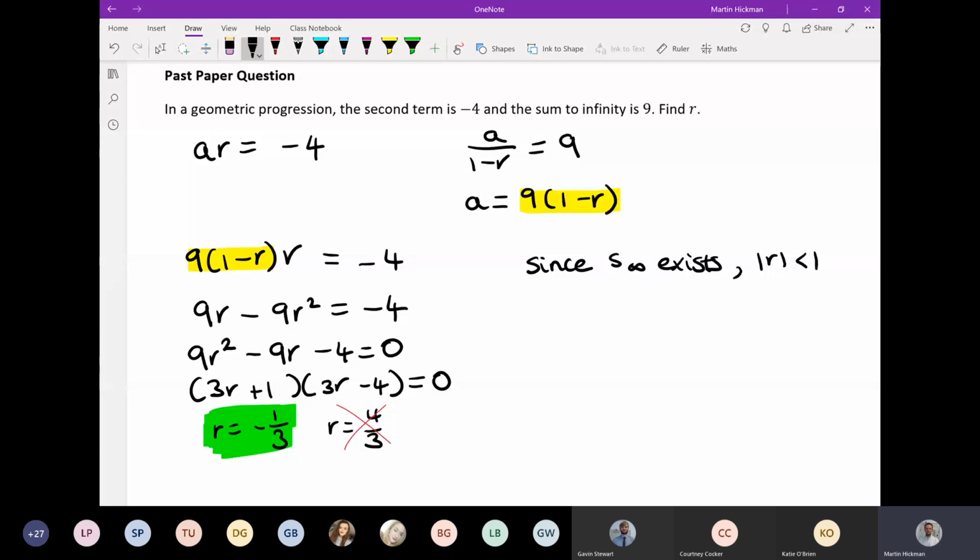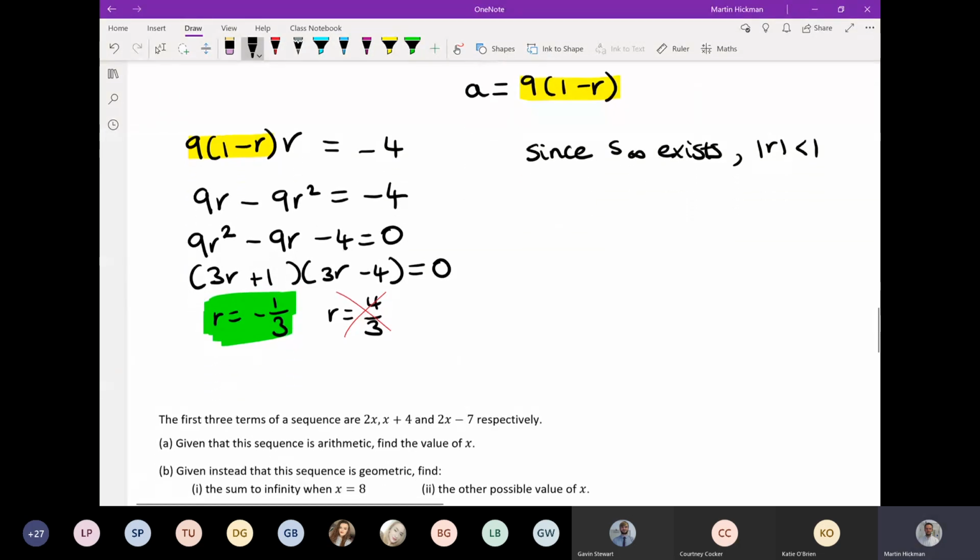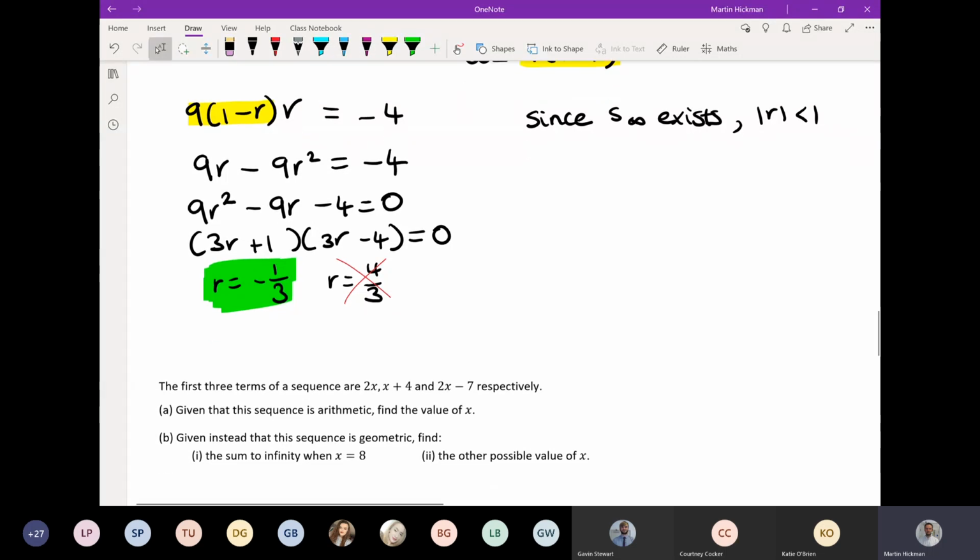By the way, I put a cross there. In your exam, I wouldn't recommend that you just cross through it. I'd recommend showing both your answers and then stating that the only solution is R equals minus a third, like I've done there. So just make it clear that you have worked out both solutions, but you are telling the examiner that actually you know that you're only taking that minus a third.